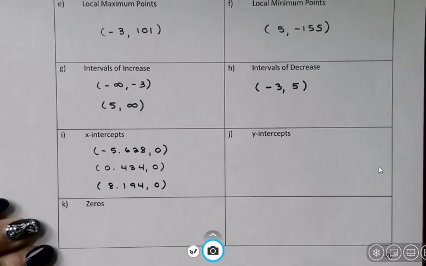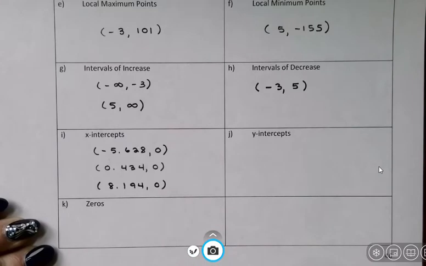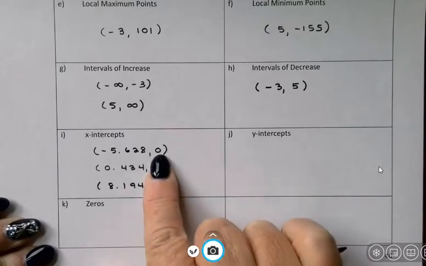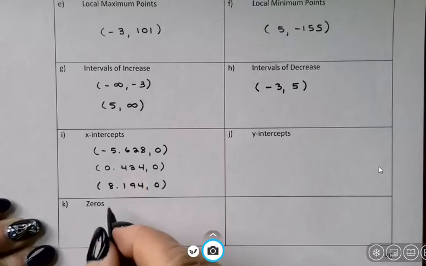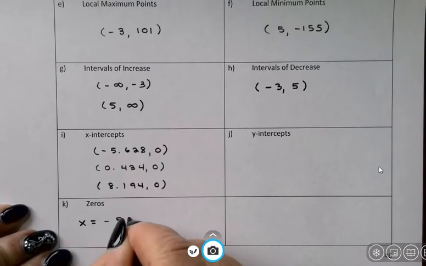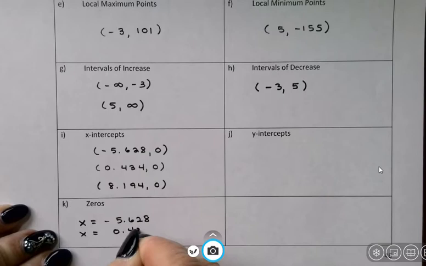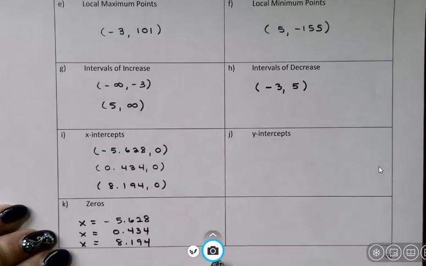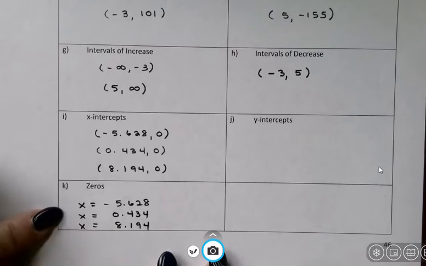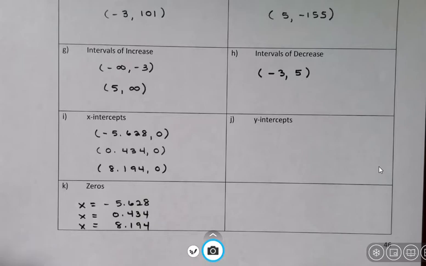We'll go back and get the y-intercepts in just a minute, but while I'm here, the x-intercepts, the x values themselves, are really the zeros of the function. They're the x values that make y equal to 0. So the zeros would be negative 5.628, 0.434, and 8.194. Once you have the x-intercepts, you automatically know the zeros, and really once you have the zeros, you automatically know the x-intercepts. They're very closely related.